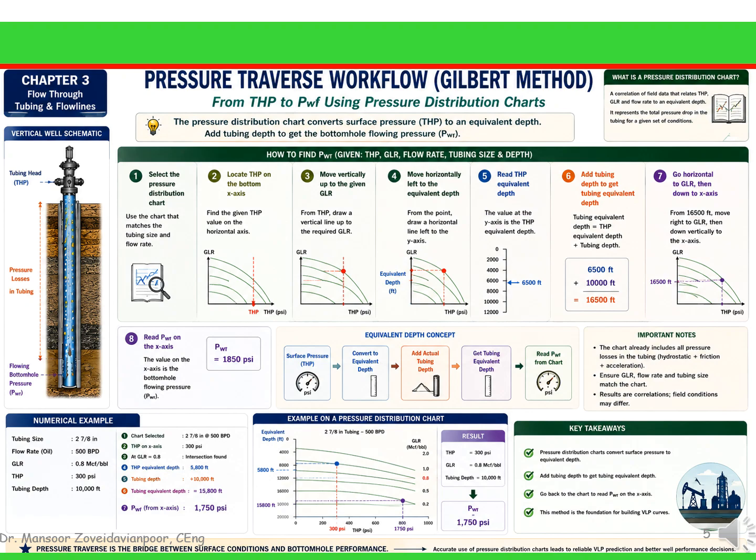Once the flowing bottom hole pressure has been determined for different production rates, we are ready to combine the VLP with the IPR and identify the operating point of the well. That's where nodal analysis truly begins.